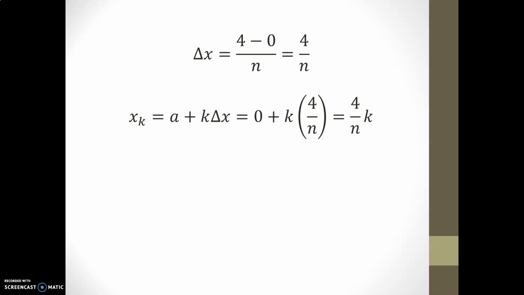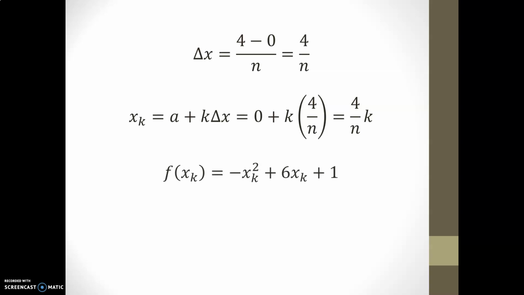According to our setup, a plus k delta x will always be the right-hand point of the kth rectangle. So with an a value of 0 in this example, and k times 4 over n as the delta x, we find that xk is 4 over n times k.